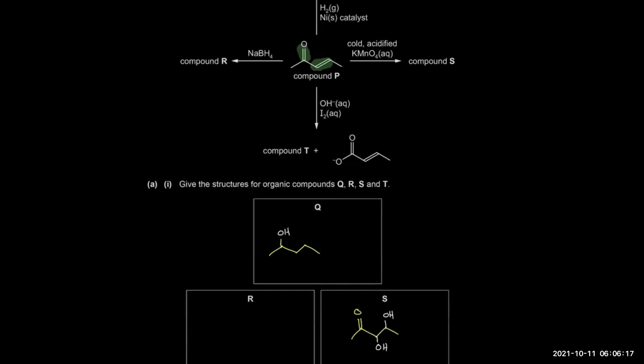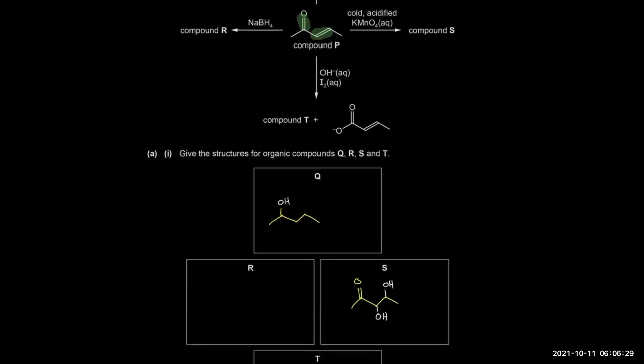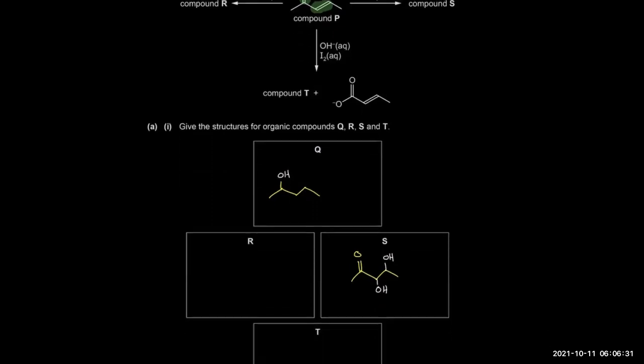What about R? R में we're using NaBH4. Now NaBH4 सिर्फ किस चीज को रिड्यूस करेगी? सिर्फ कीटोन को रिड्यूस करेगी, but not the alkene. Alkenes के लिए सिर्फ हाइड्रोजन एंड निकल चलता है हमारे सिलेबस में, सही है? So we say that this will reduce the ketone, but not the alkene. Right? So this will become a secondary alcohol.